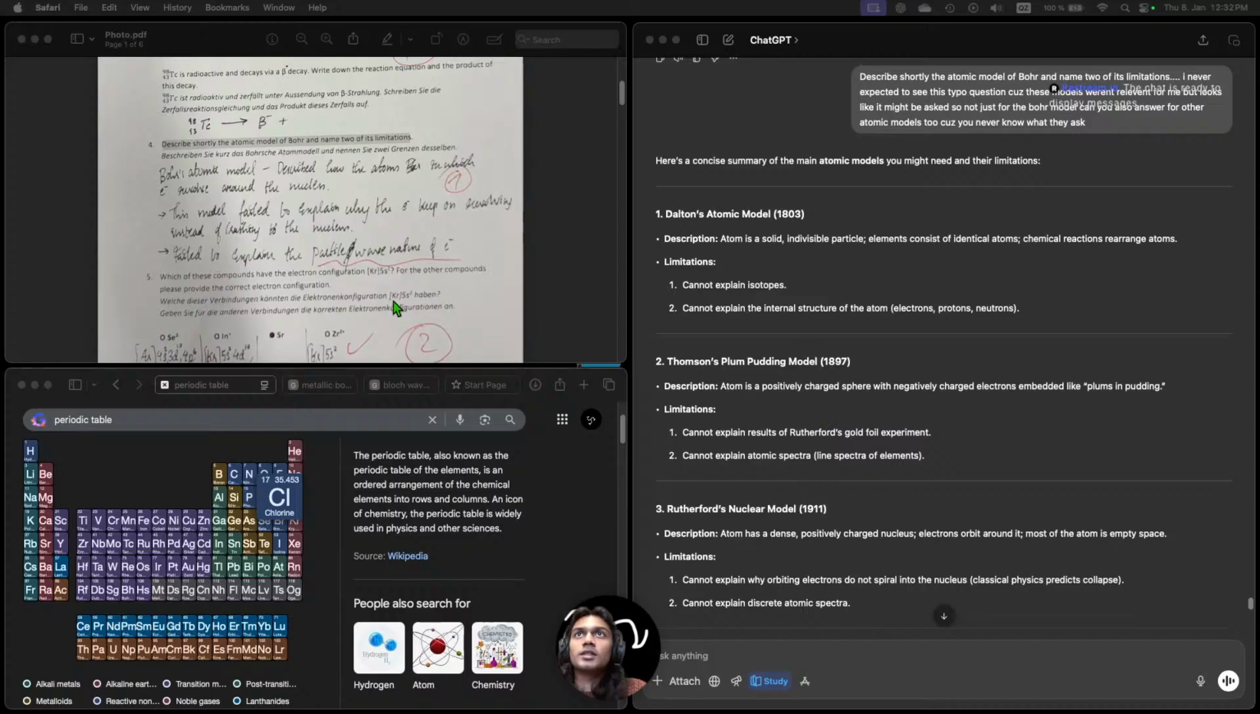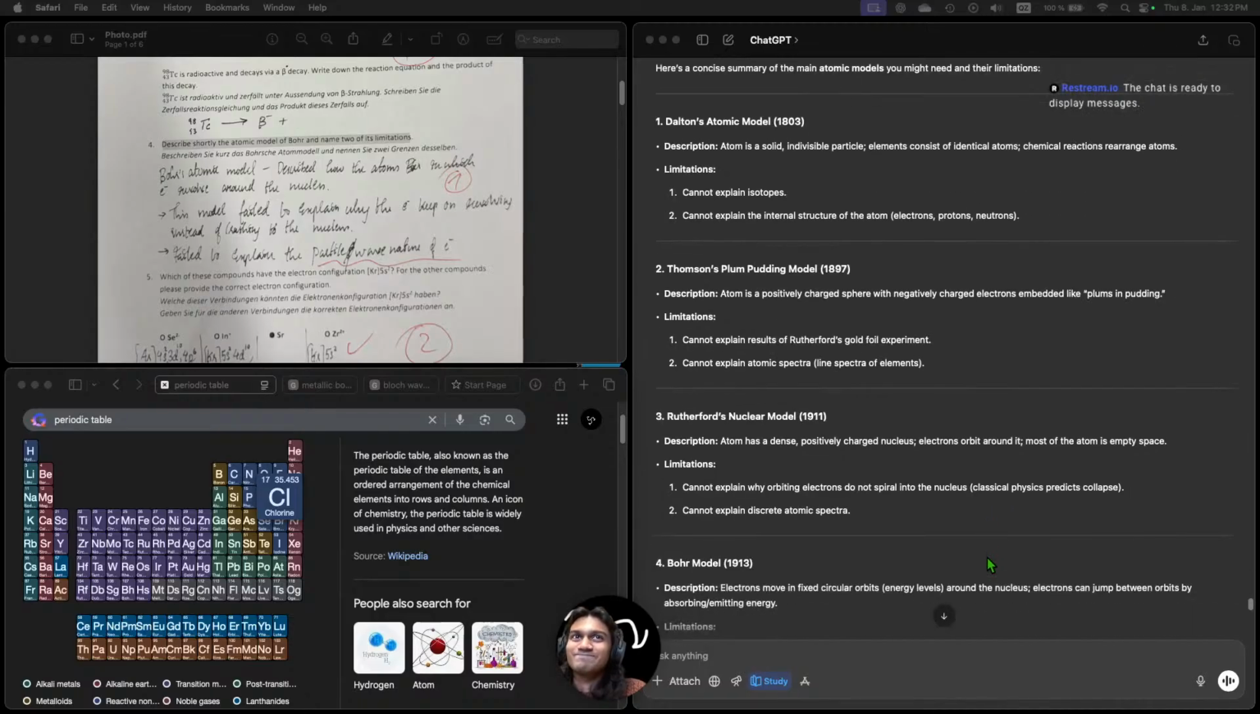Thomson's plum pudding. I think I explained the plum pudding model, right? Model failed. Bohr's atomic model described how atoms in which electrons revolve around the nucleus. Okay. Oh, that was Rutherford. I mean, Bohr did have that.